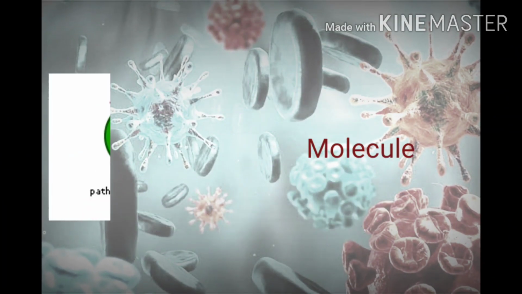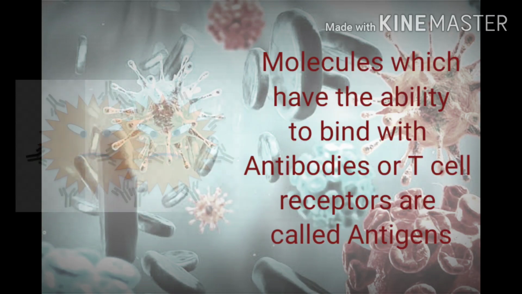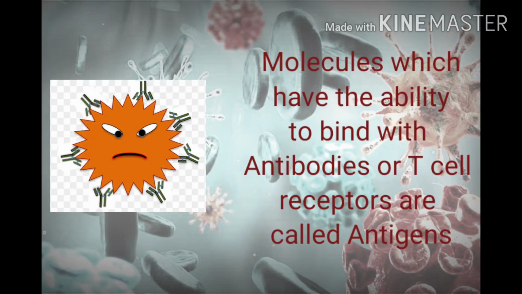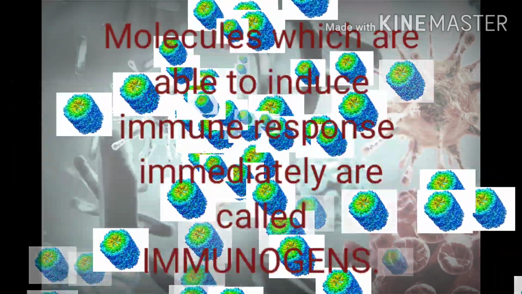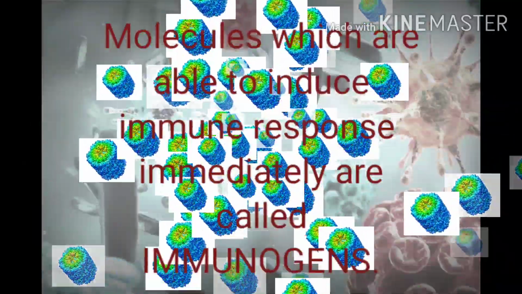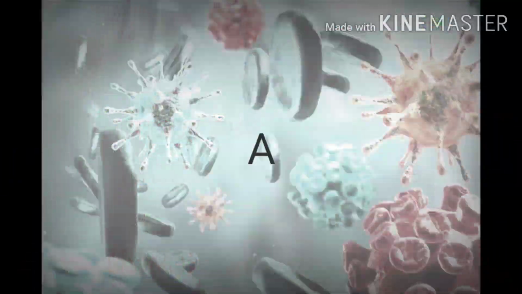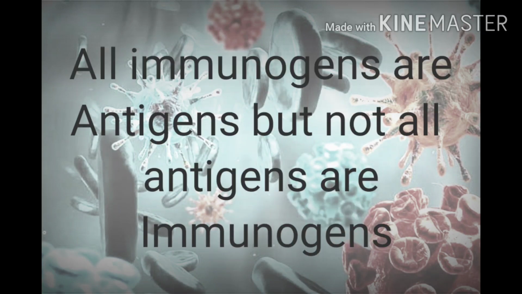Antigens and immunogens. Molecules which have the ability to bind with antibodies or T cell receptors are called antigens. Molecules which are able to induce an immune response immediately are called immunogens. All immunogens are antigens, but not all antigens are immunogens.